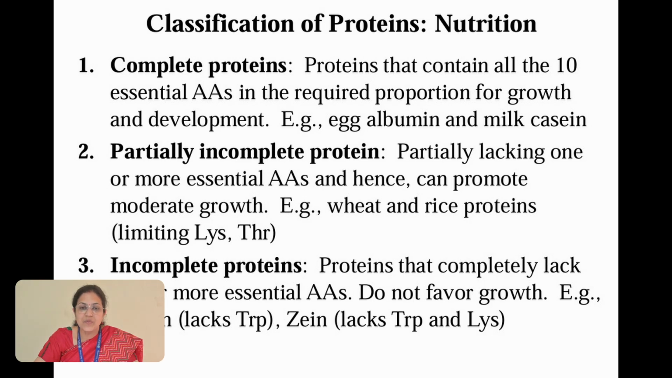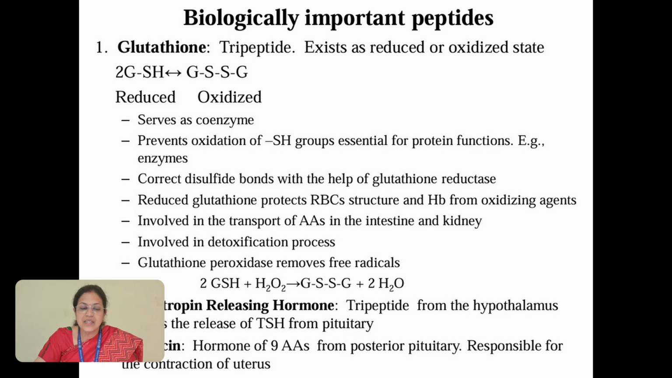Coming to the biologically important peptides, there are three main types of peptides which are biologically important: glutathione, which is a tripeptide, TRH, which is called thyrotropin releasing hormone, and the last one is oxytocin.